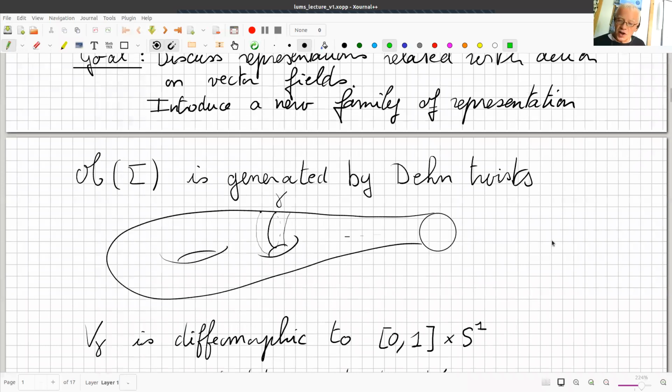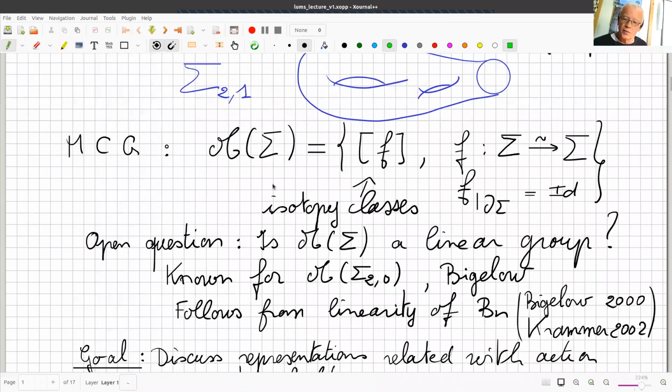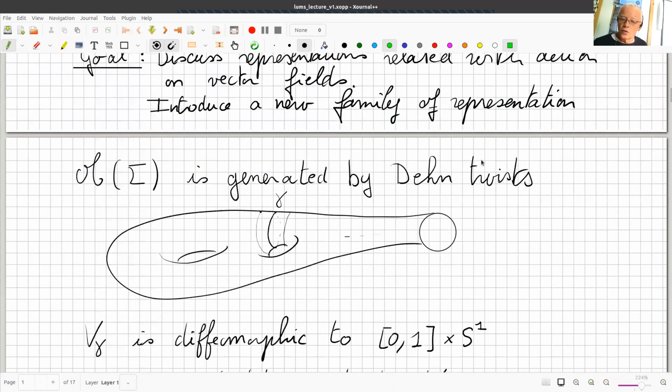So for those who are not topologists, we are considering here not the group of all diffeomorphisms. It's a much smaller group, which is a quotient. So we consider diffeomorphisms up to deformation. This is the meaning of isotopic classes. And this group is generated by so-called Dehn twists.